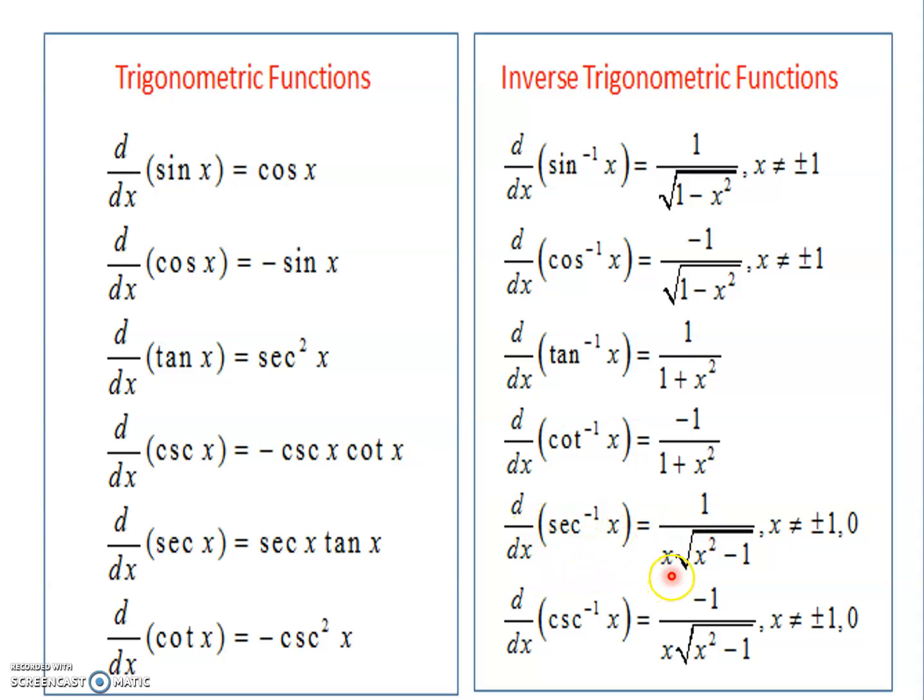Derivative of sec inverse of x is 1 upon x under root x square minus 1, x not equal to plus minus 1 or 0, because 0 into anything remains 0. Derivative of cosec inverse of x is minus 1 upon x under root x square minus 1, x not equal to plus minus 1 or 0.